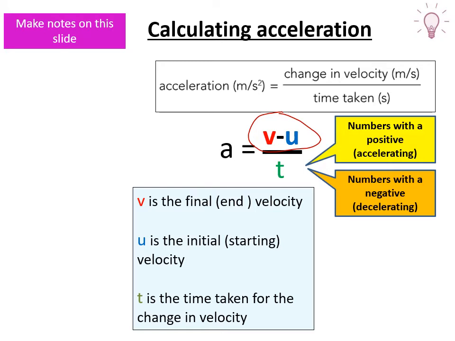Just make sure that you know that v is always the end velocity and u is the initial velocity at the start. I always remember that because it's really easy to remember that u comes before v in the alphabet, doesn't it? A, B, C, D, E, F, G, H, I, J, K, L, M, N, P, Q, R, S, T, U, V. Easy. U at the start, V at the end. That's how I remember it.